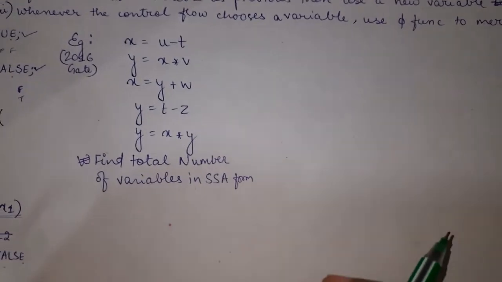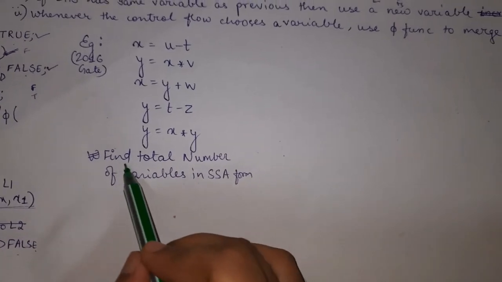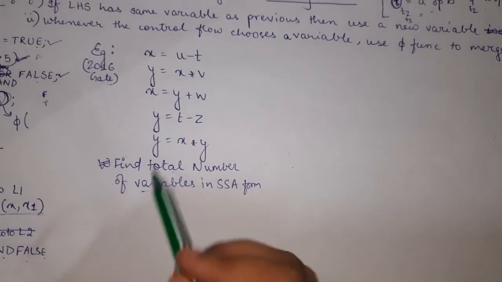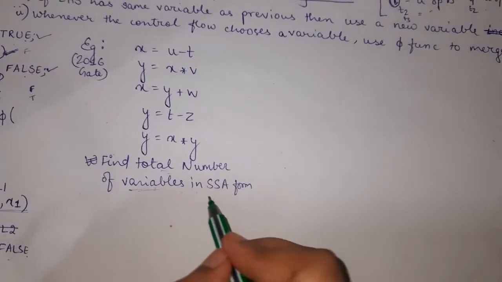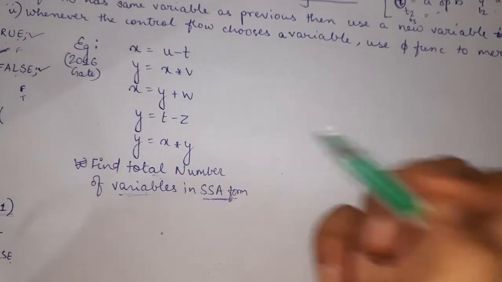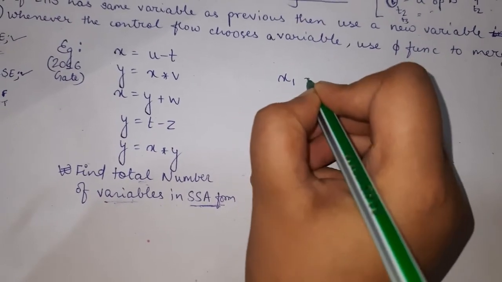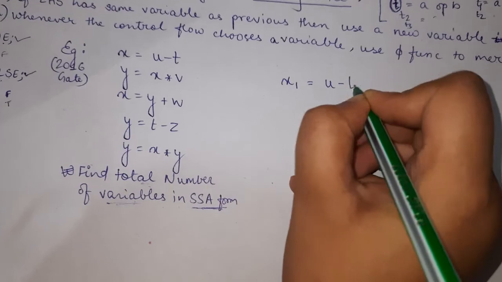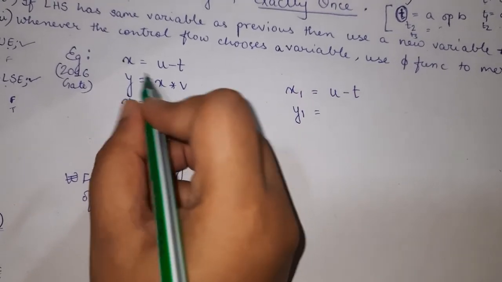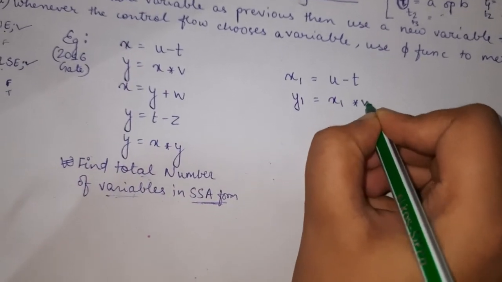Coming to an example, this was asked in GATE CSE 2016. Find the total number of variables, meaning the variables that are already there and including the temporary variables in the SSA form. So these are my instructions. First we start with x1 equals u minus t. Then y1 equals x, where this x belongs to this one, so I need to write x1 into v.